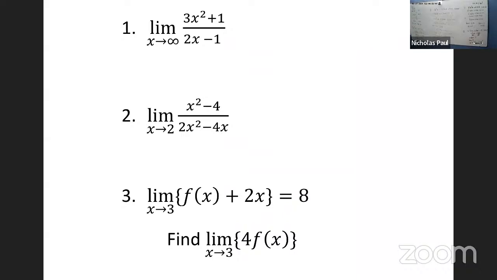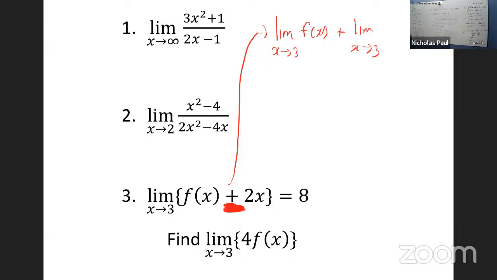Right? I'll give you one little hint. Limit as x approaches 3 of f of x. I'm just going to split it up, right? There's a plus sign here, so I'm going to split it up. Plus the limit as x approaches 3 of 2x is equal to 8. If you simplify that properly, you should get the answer. See if that's helpful.